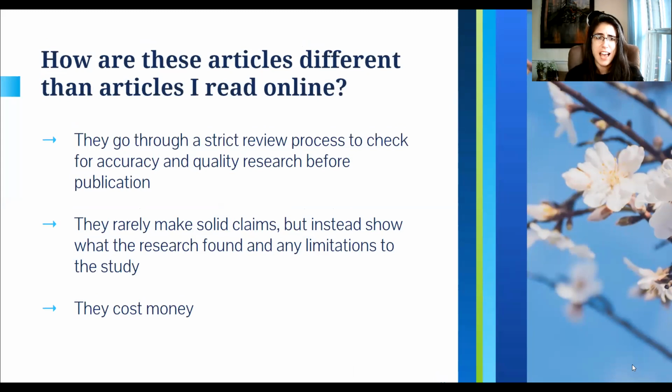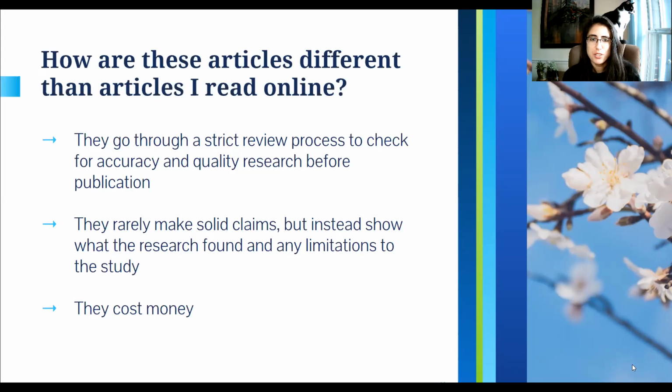So first off, academic journal articles, which I just keep calling articles here, go through a very strict process to check for accuracy and the quality of the research before the publication. Most of these articles are just presenting on research, so they go through really strict review processes. And these articles very rarely make solid claims. Instead, they want to show what the research found and any limitations that are in the study.